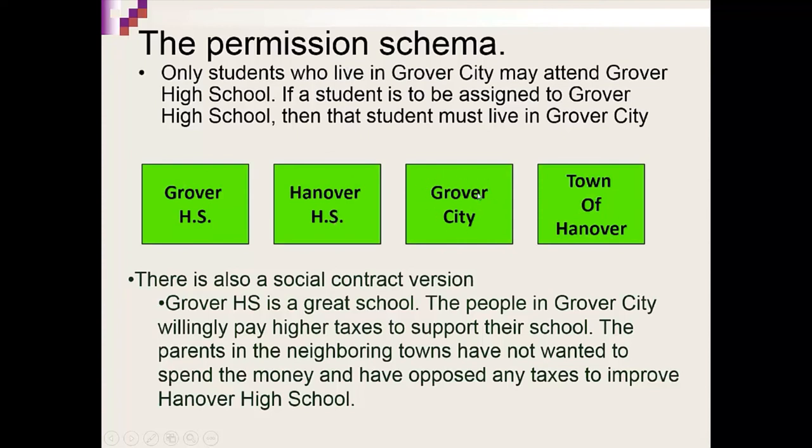We also don't necessarily care, again, what high school someone who lives in Grover City is, because they can go to any high school. The only prohibition is that a student from the town of Hanover is not allowed to attend Grover High School. So we need to check this individual, flip this card over, and see what high school this individual is attending. So we need to check the other side of this first card to see where someone attending Grover High School lives, and we need to check the other side of this card, the last one, to see what high school this student who lives in Hanover is attending. There's also, by the way, a social contract version that gives a little more background, so take a look at that.